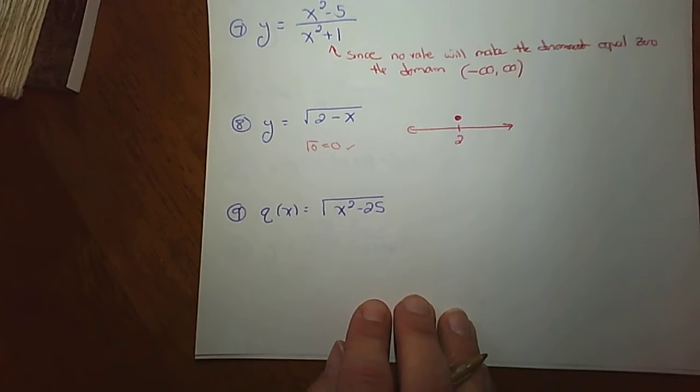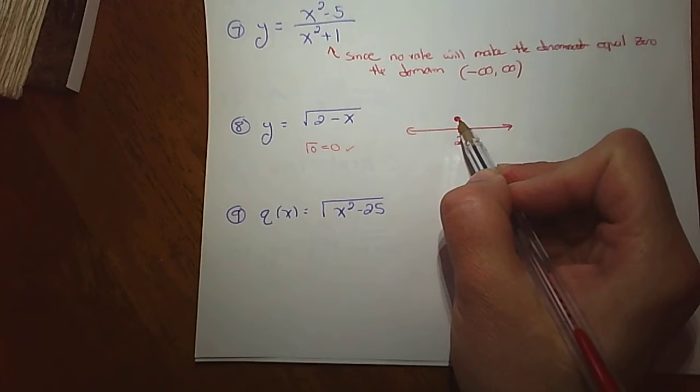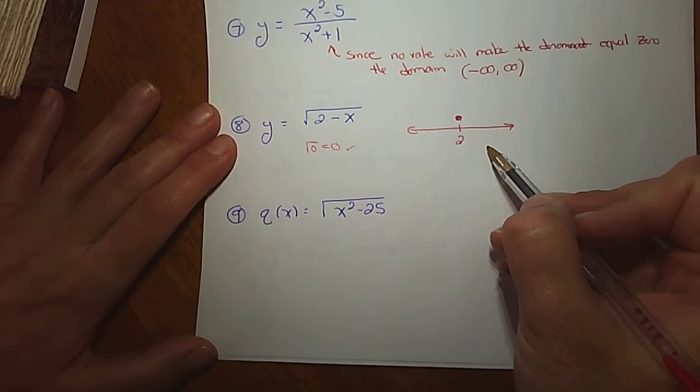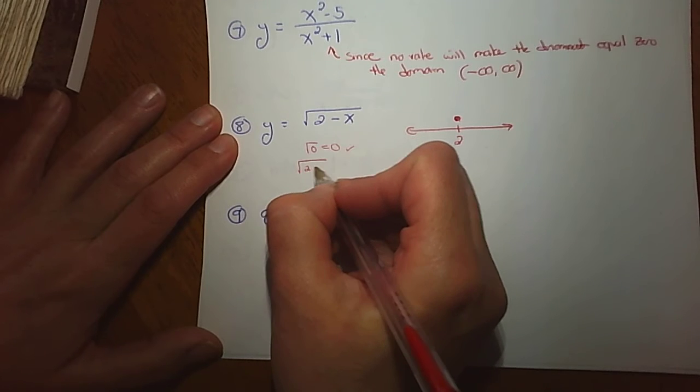In a radical, it is okay to have a 0 inside the radical. So that's why I'm putting a solid dot. Now let's test around it. Plug in the number 3. What is 2 minus 3?